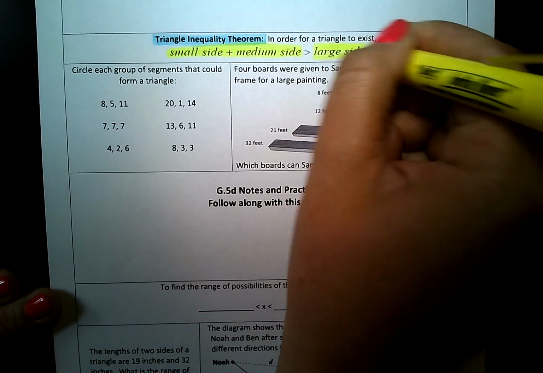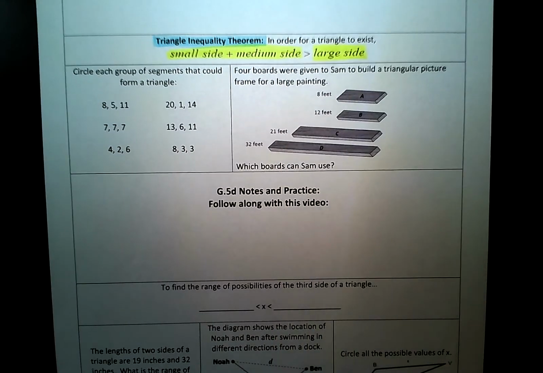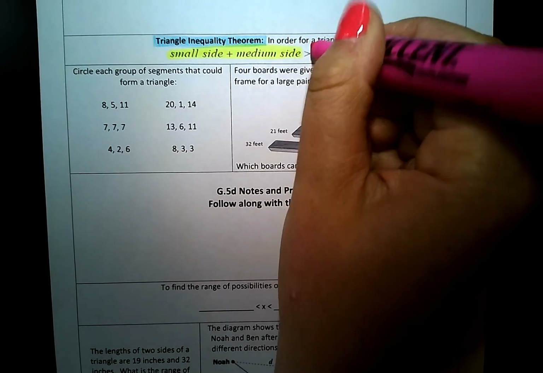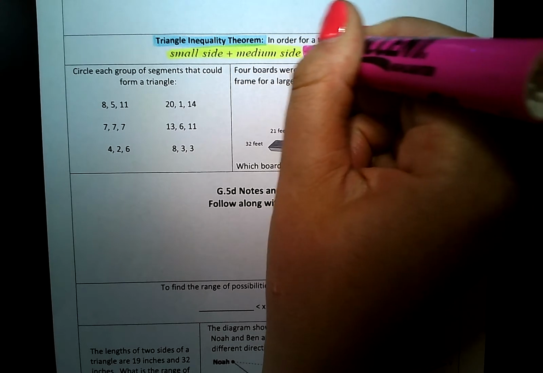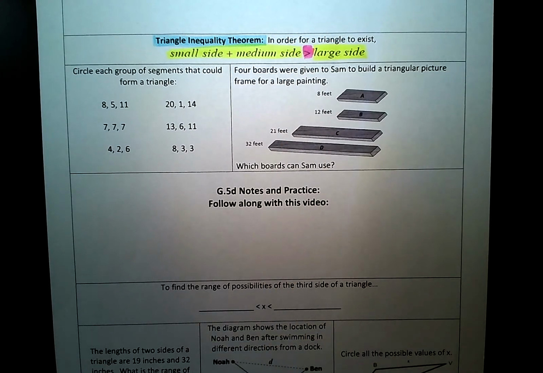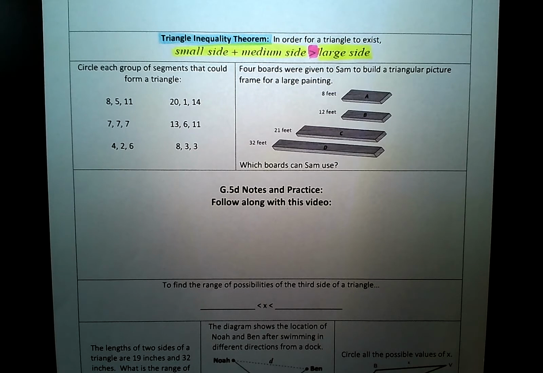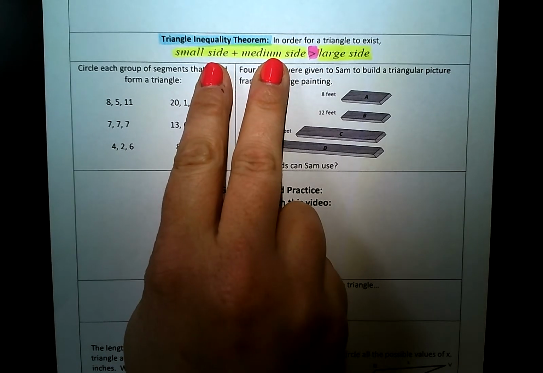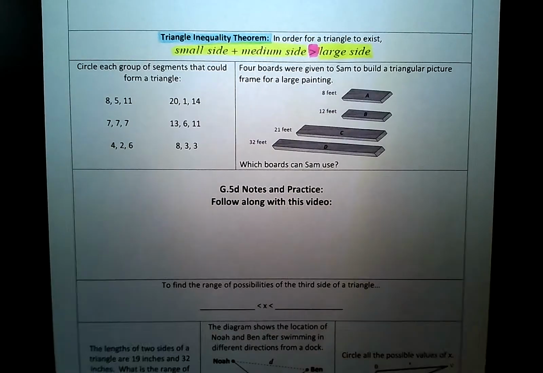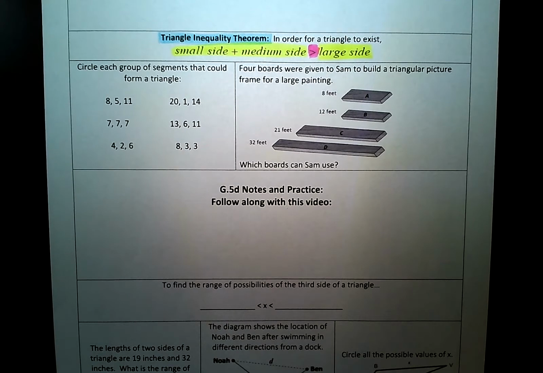Now, I know you have a lot of theorems and formulas rolling around in your head. This one is not given to you on the SOL, and yet it is one you really, really need to know. The triangle inequality theorem: in order for a triangle to exist, the small side plus the medium side must be greater than the large side. So, here's some different examples of how this may be asked.